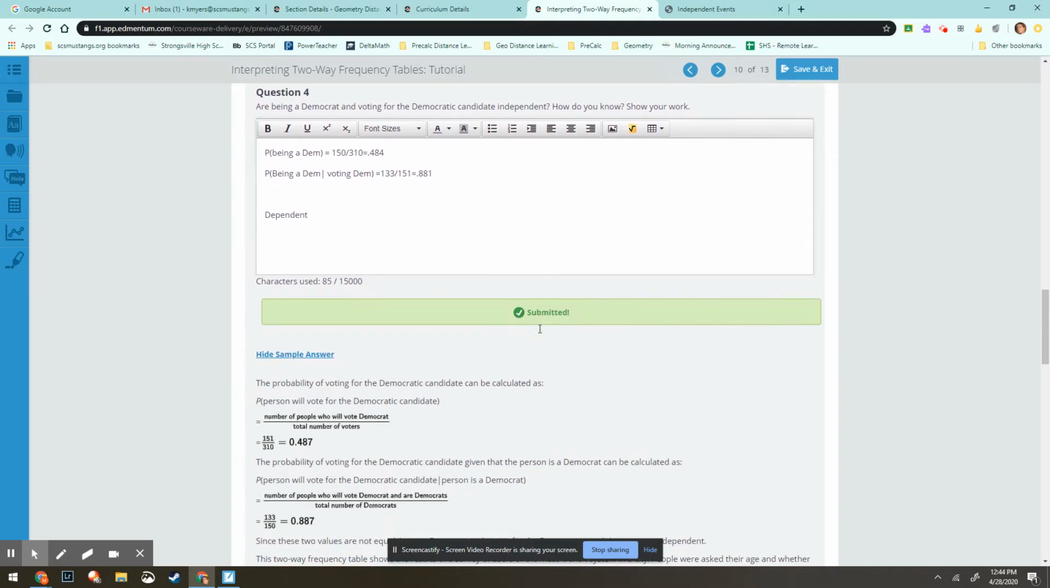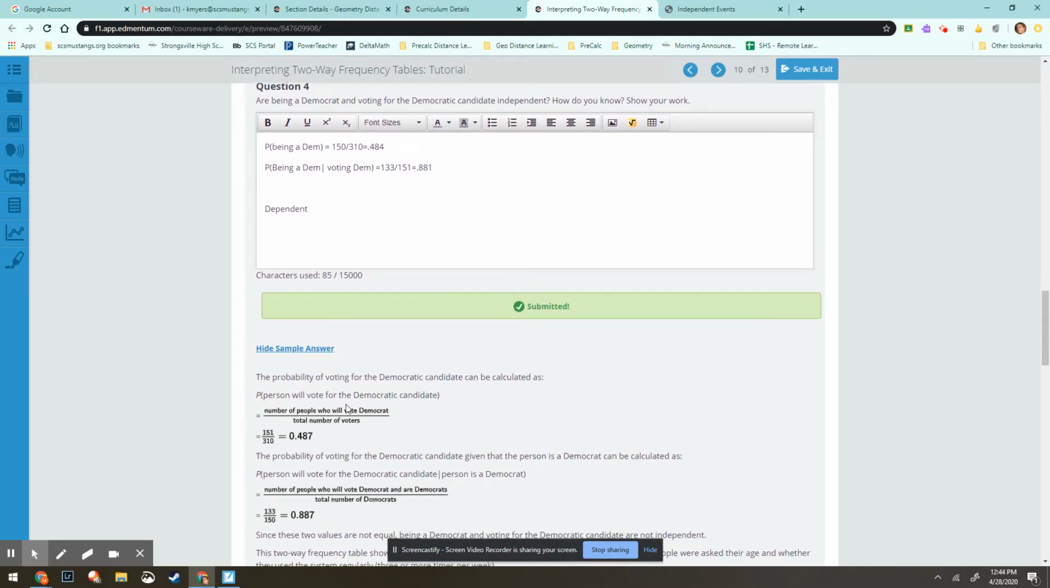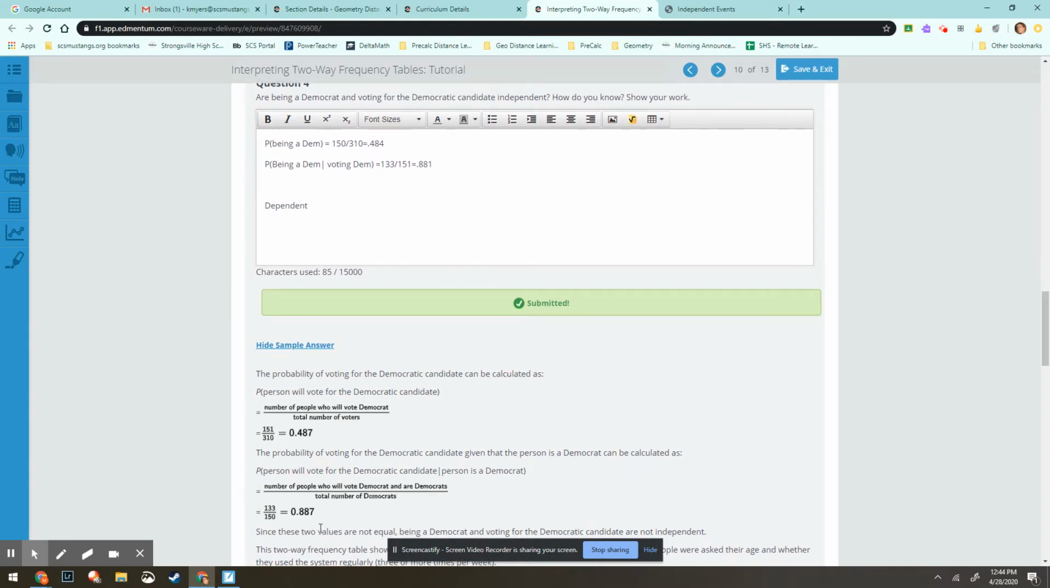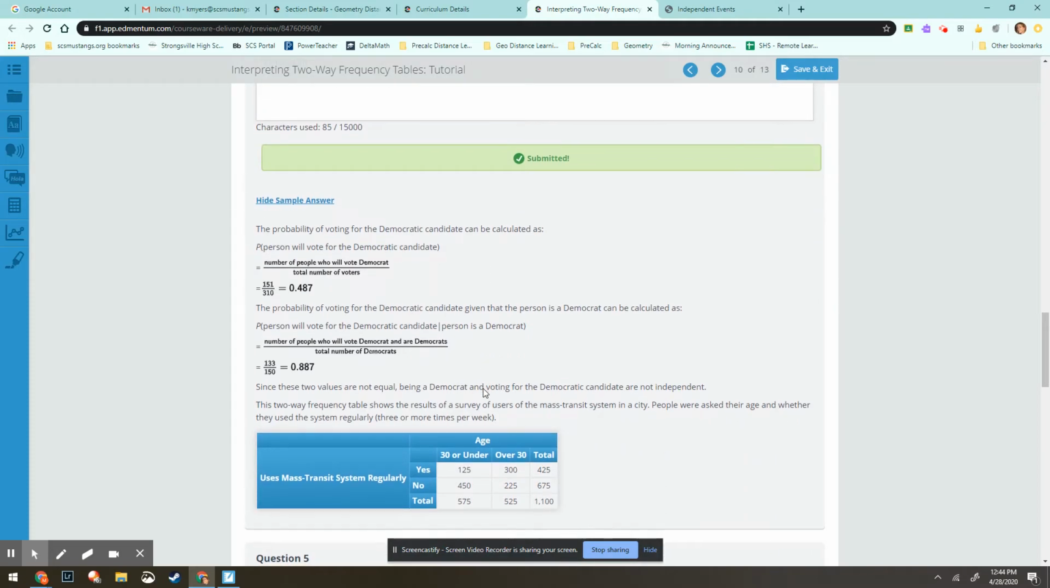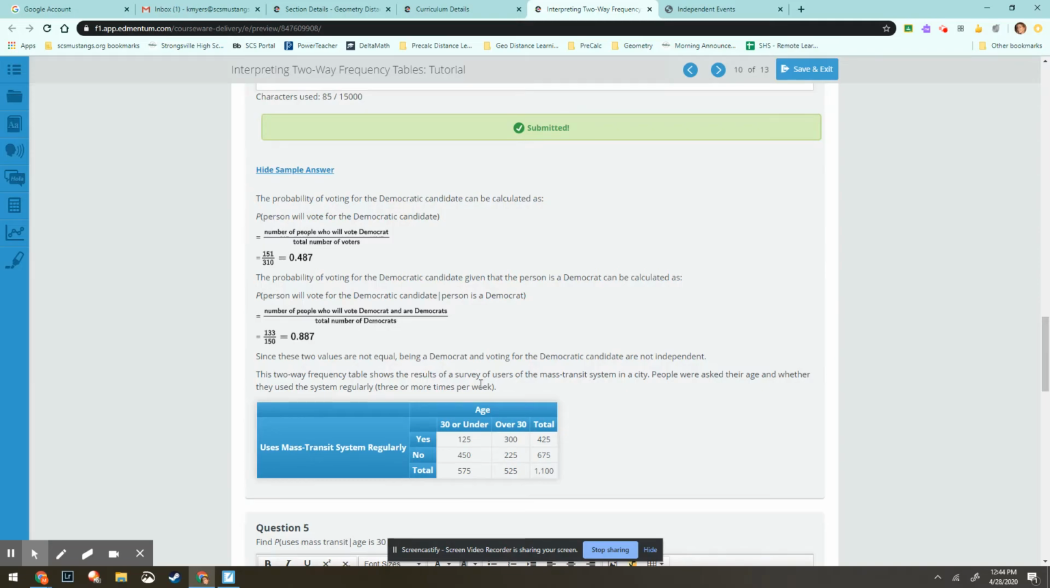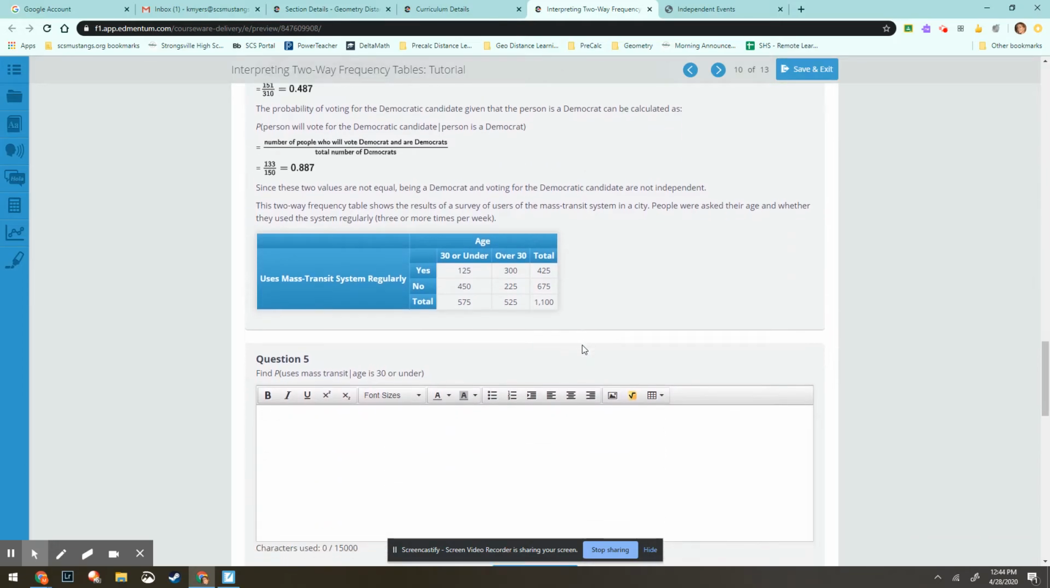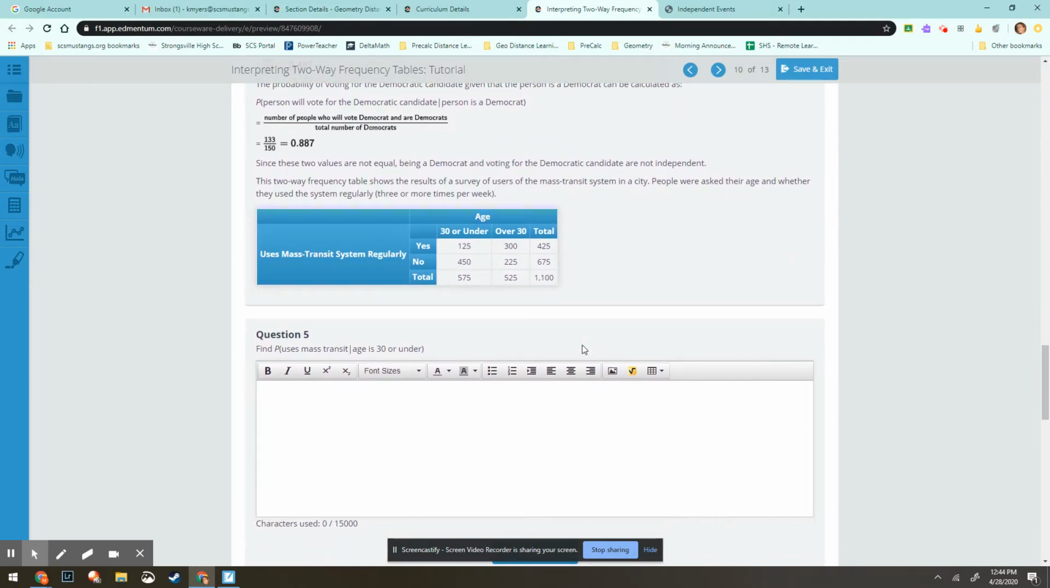I just want to point out that here, they kind of did it backwards. They put the probability of voting for a Democratic candidate and then the probability of voting Democratic given that you're Democratic. It doesn't matter because the two probabilities are different anyway, so they're still going to be dependent events. That basically means whatever political party you're in is going to influence who you vote for, which kind of makes sense.